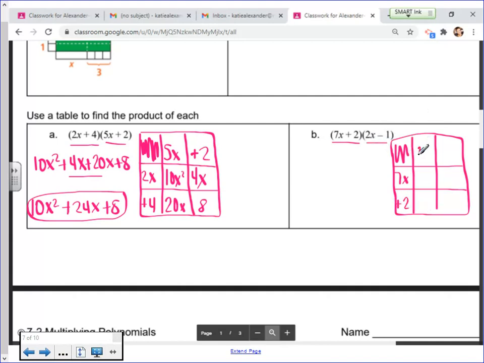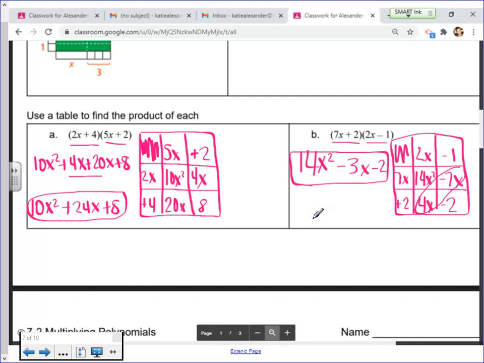Then the next one is 2x minus 1. 7x times 2x is 14x squared. 7x times negative 1 is negative 7x. 2 times 2x is 4x. And 2 times negative 1 is negative 2. So what I have is 14x squared. I'm going to go ahead and combine these two right now. Negative 7 plus 4 is negative 3x. And then I have a minus 2. I kind of skipped a step there because I combined my two x's already, but I think you know where I got that from.